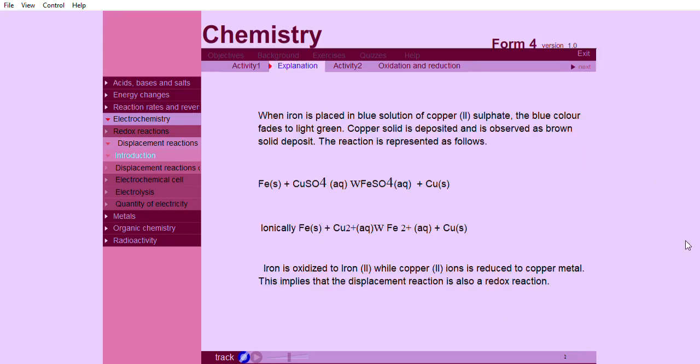When iron is placed in blue solution of copper-2 sulfate, the blue color fades to light green. Copper solid is deposited and is observed as brown solid deposit. The reaction is represented as follows. Iron is oxidized to iron 2, while copper-2 ions is reduced to copper metal. This implies that the displacement reaction is also a redox reaction.